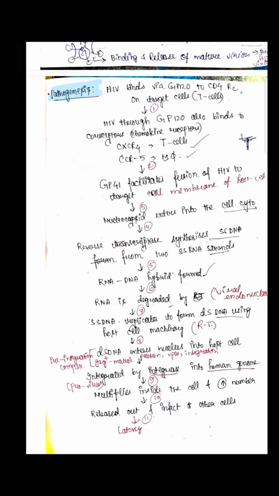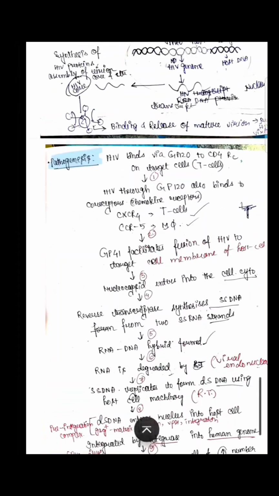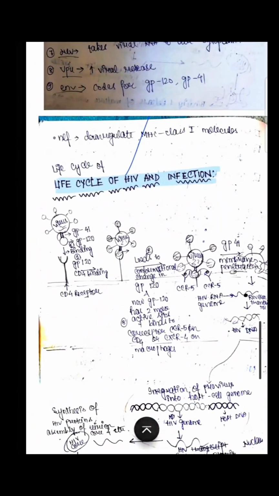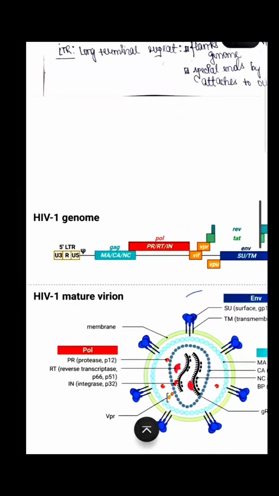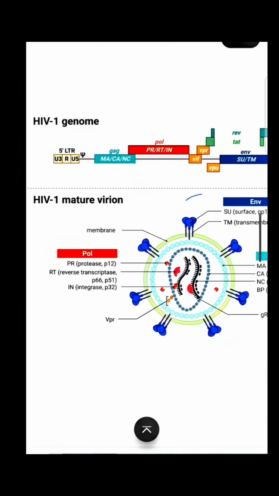The period of latency comes then, that is a period of 10 years. We have discussed it in the previous video. You can check it out, and that was the whole pathogenesis of the HIV virus. And I think this is the most interesting part, the life cycle of HIV in the infection along with the pathogenesis. We also learned about the HIV genome and the HIV mature virion.